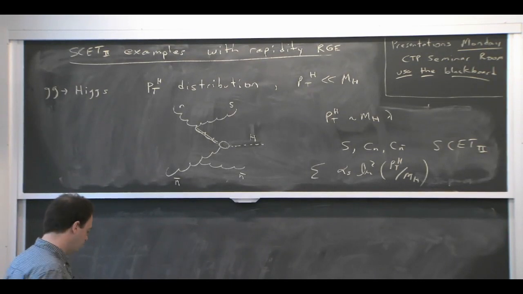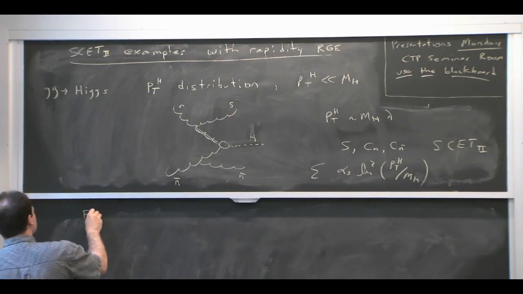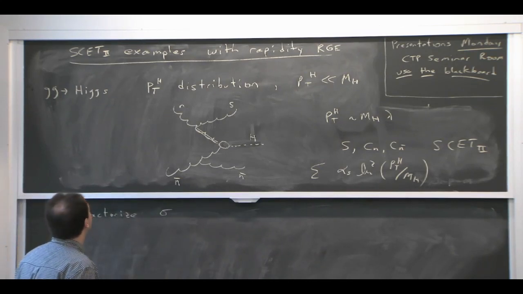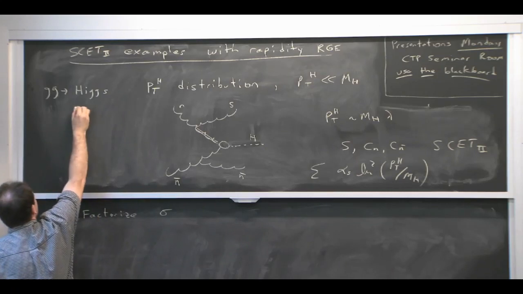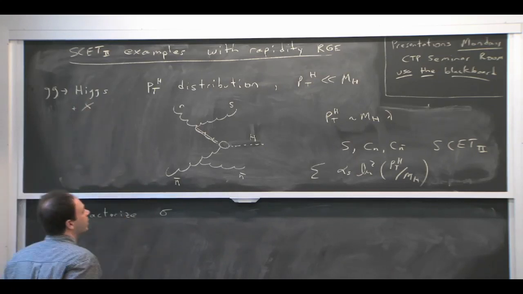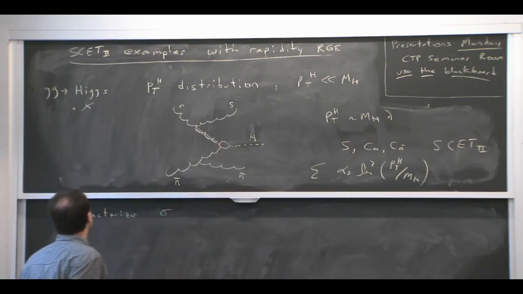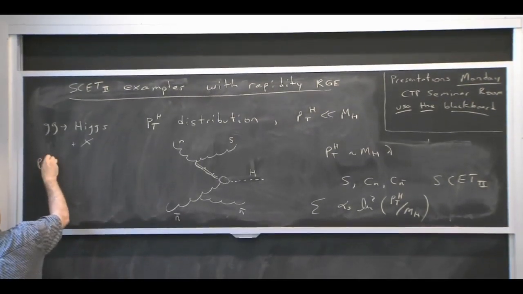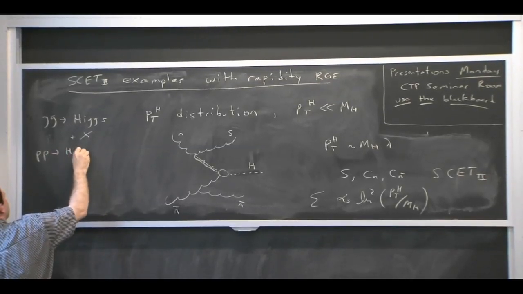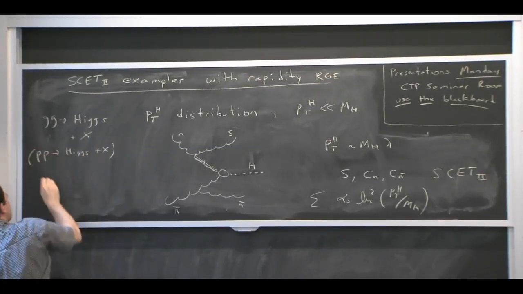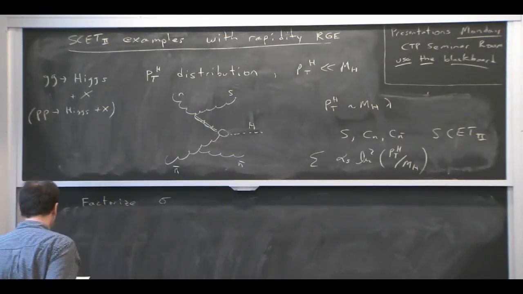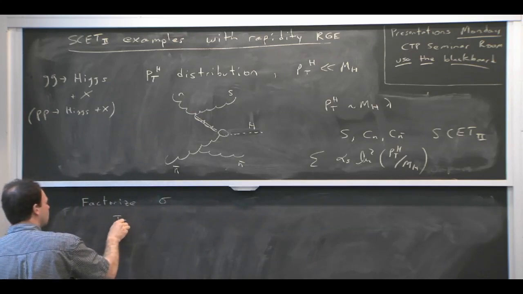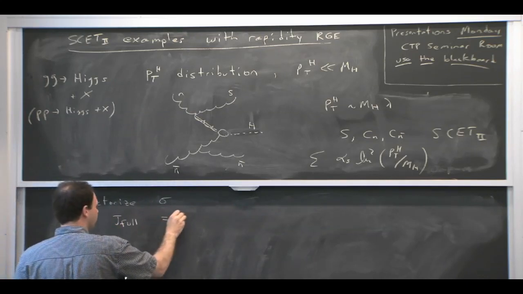OK, so you would go through the procedure of factorizing the cross-section. It's an inclusive calculation in the sense that basically in the final state it's Higgs plus X, where X is collinear radiation or soft radiation. And really the process is proton, for example, to Higgs plus X. So we would want to factorize the cross-section, the amplitude squared. And here's a sketch of how that would go. I won't go through the details.